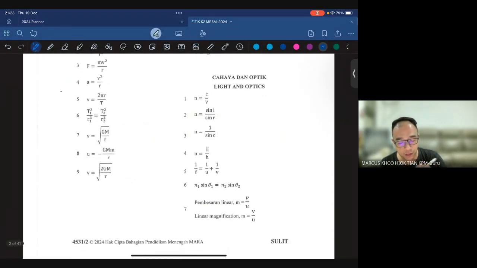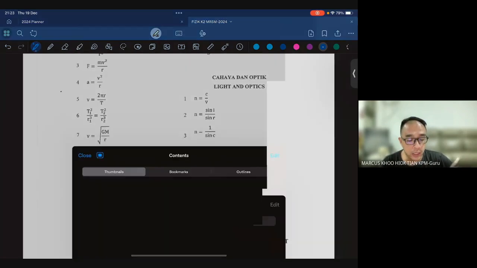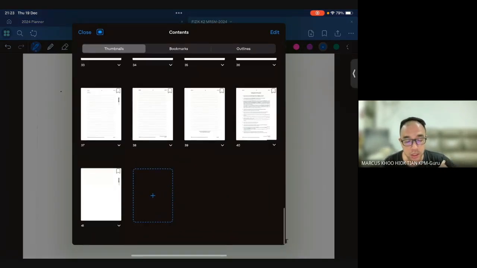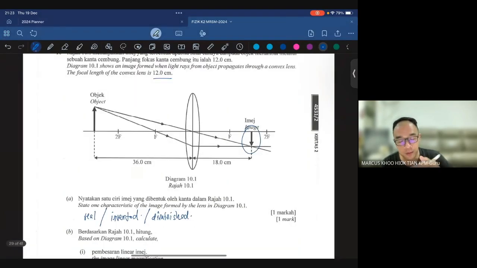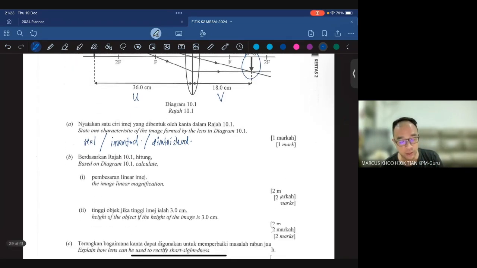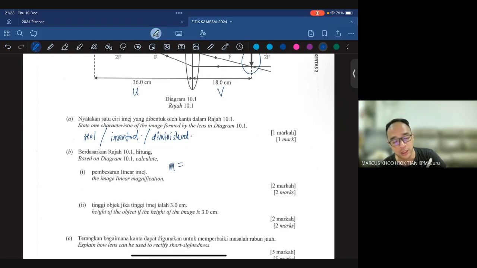Okay, linear magnification. There we go. V over U is the linear magnification. V is the image distance and U is the object distance. Your job is to know which is U and which is V. So the linear magnification is V over U, which is 18 over 36, which will give you 0.5. There is no unit for linear magnification.